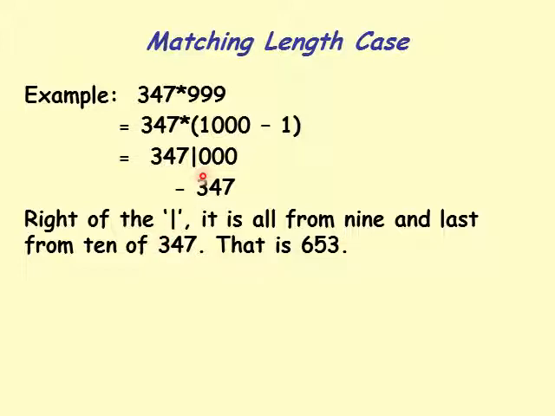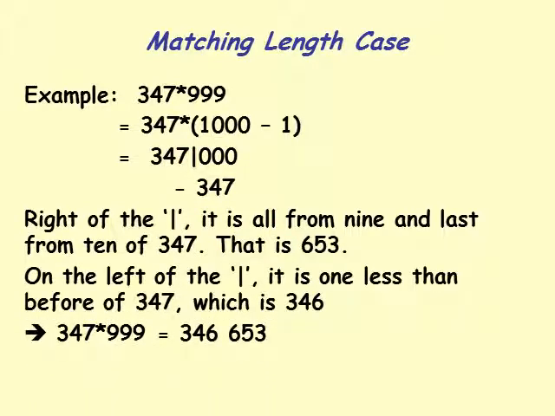3 from 9 is a 6. 4 from 9 is a 5, and 7, this last one from 10 is a 3. So on the right side of this bar, I have 653. On the left side of this bar, I get 1 less than before of 347, which is 346. So on the left, I have 346. On the right, I have 653. So the product 347 times 999 is 346653.